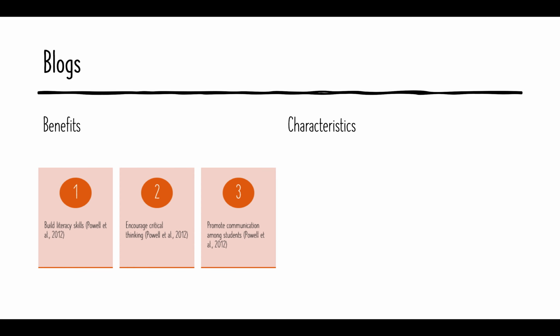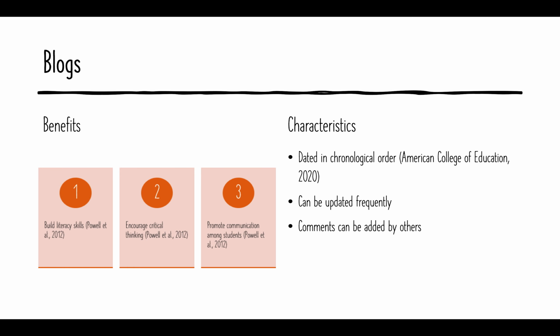All blogs have some common characteristics. First, blogs are dated in chronological order, making it easier for students to locate their entries. American College of Education 2020. Blogs can be updated frequently by the creator, and other individuals are able to comment on a blog with their thoughts.